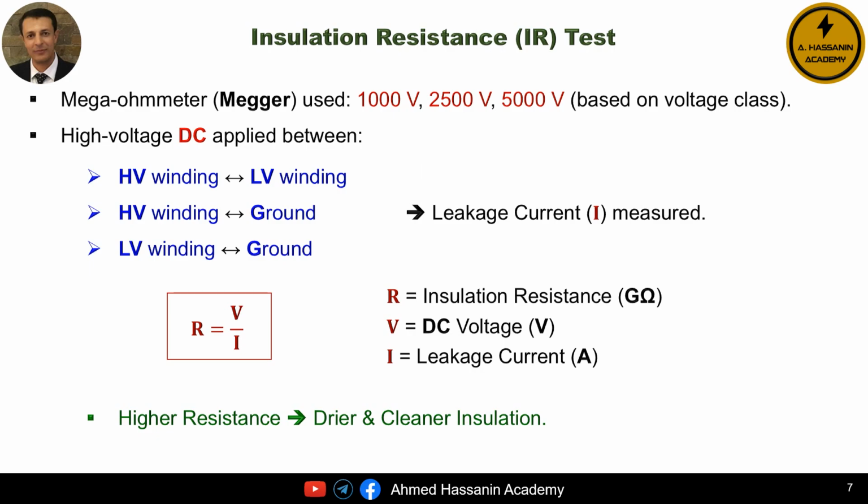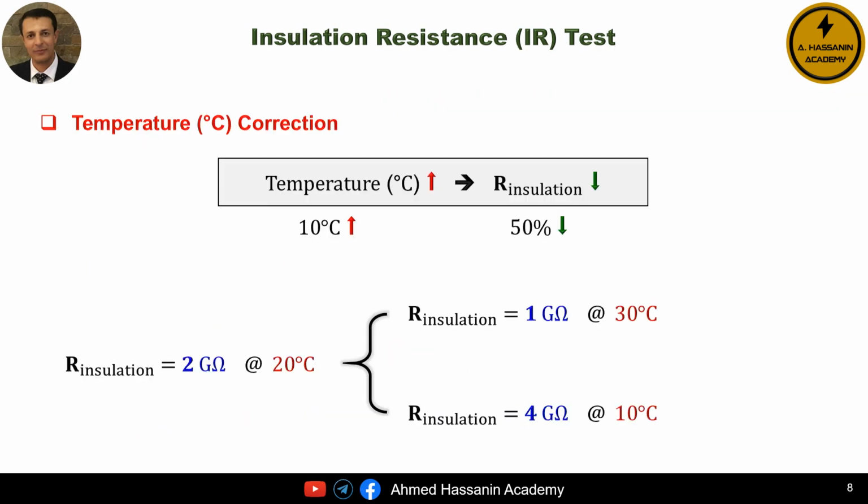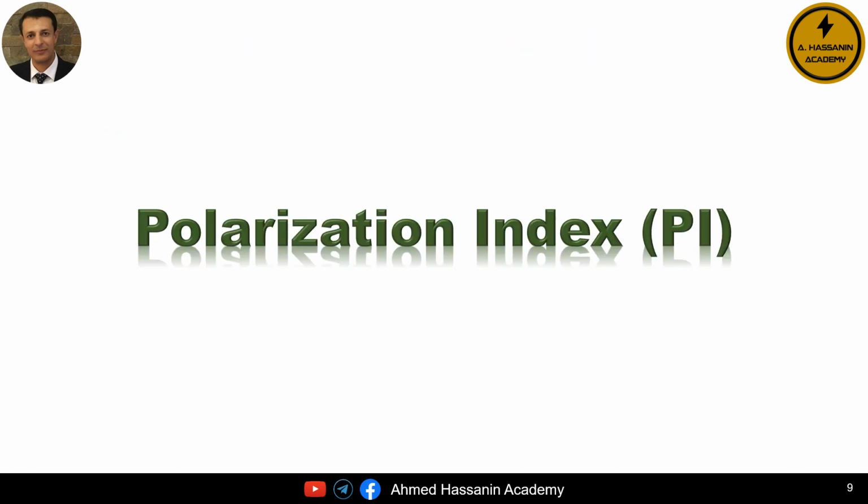We also learned that the permissible values of insulation resistance, R, are in the order of gigaohms, or at least in the range of hundreds or thousands of megaohms. In other words, the higher the insulation resistance value, the better the quality of the insulation. We have learned that the value of the insulation resistance is highly affected by temperature. That is why the polarization index test was introduced.